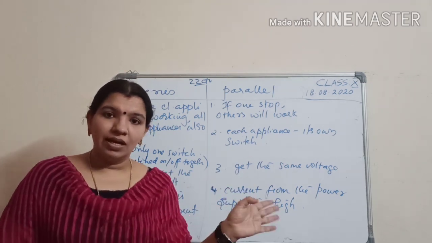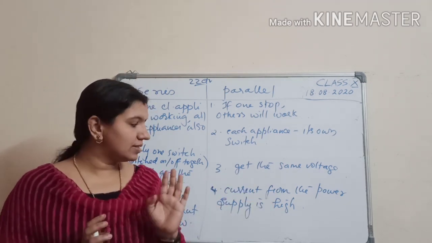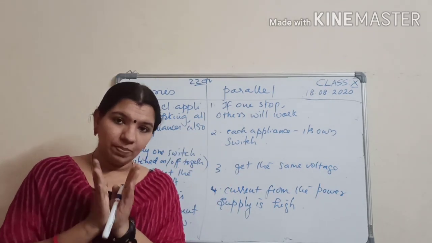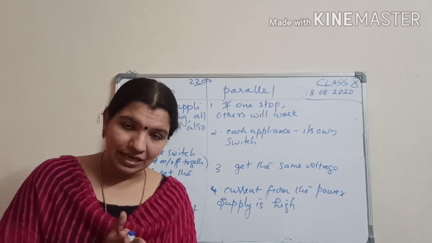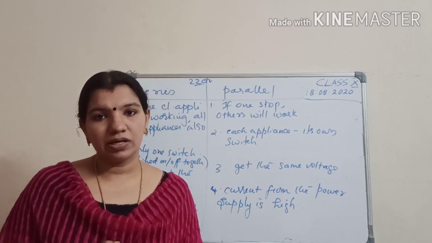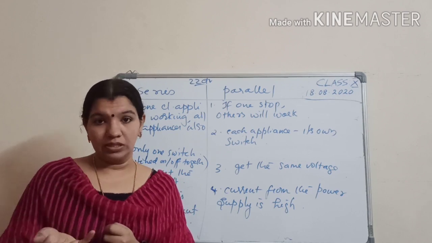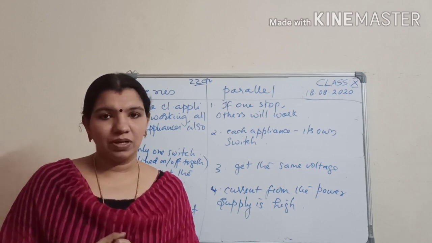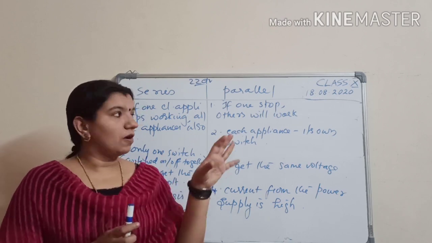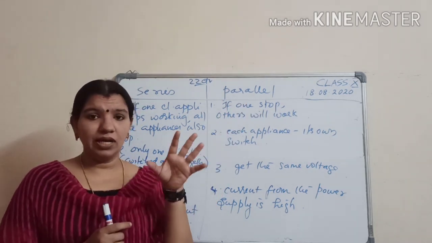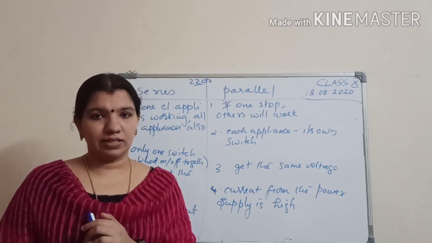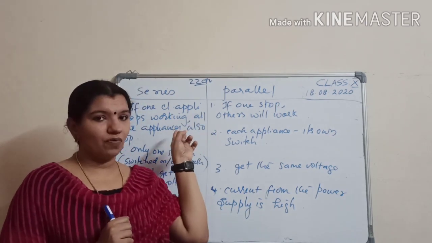Understand? Then in parallel connection, the overall resistance will decrease, so that a high amount of current can flow. A huge amount of current can flow, and it can be used for special purposes, isn't it? So these are the advantages of parallel connection. Especially if one appliance stops, the others will work. That is the advantage of parallel over series.